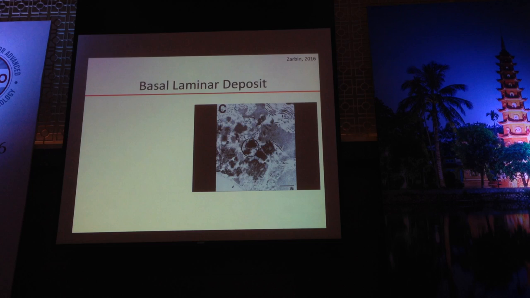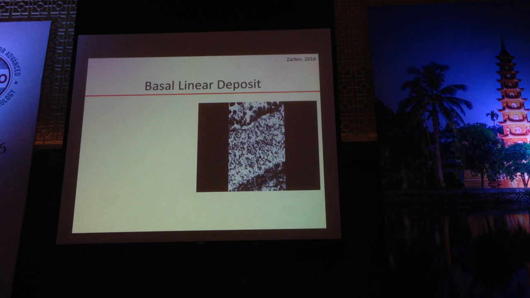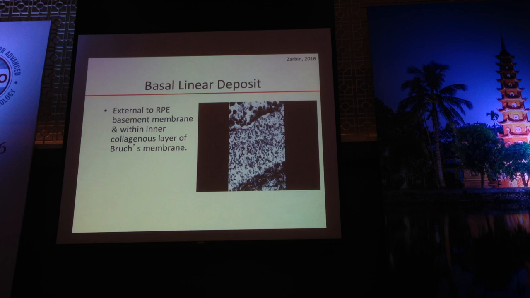The ultrastructure of basal laminar deposit shown here, you can see that it's, as I mentioned, located between the RPE basement membrane and the plasma membrane of the RPE cells. And it has this wide-spaced collagen, which is in the circle, as well as some vesicles. And that looks different from basal linear deposit, which is much more specific for age-related macular degeneration. Basal linear deposit is external to the RPE basement membrane, but within the inner collagenous layer of the membrane. And it mostly has coated and uncoated vesicular material.